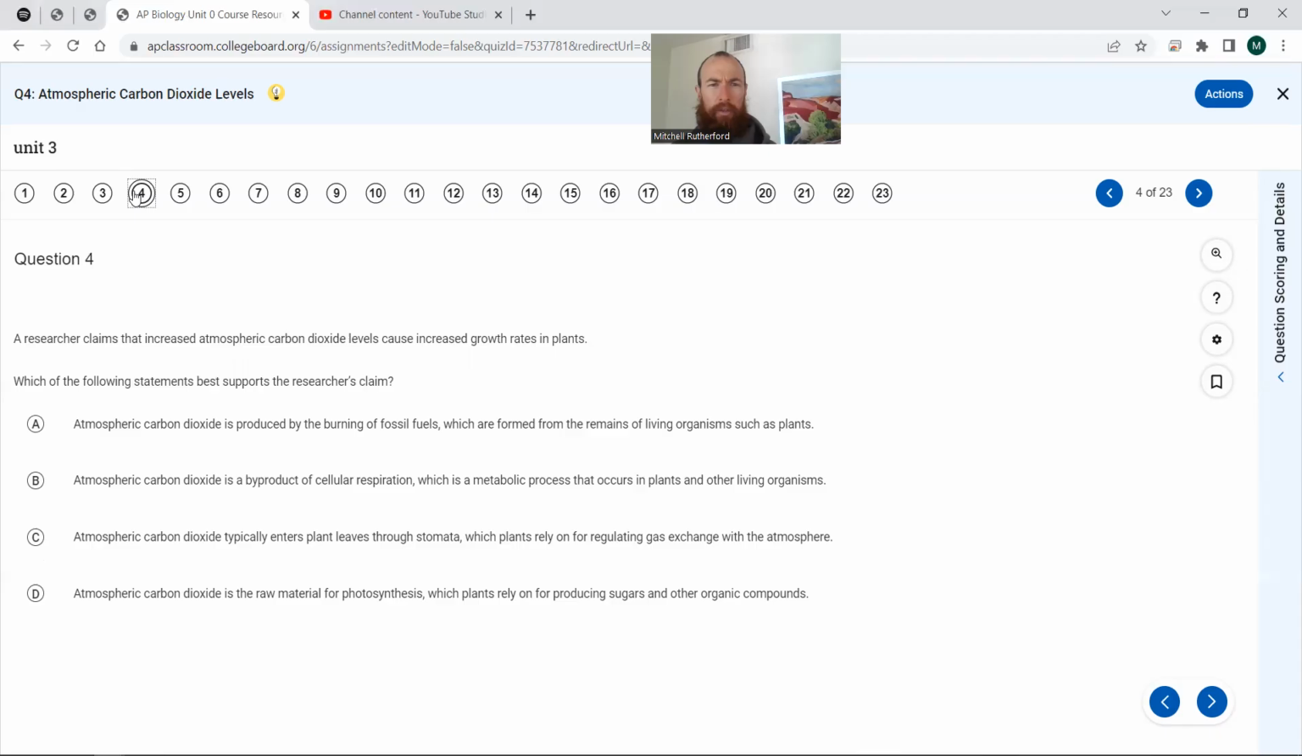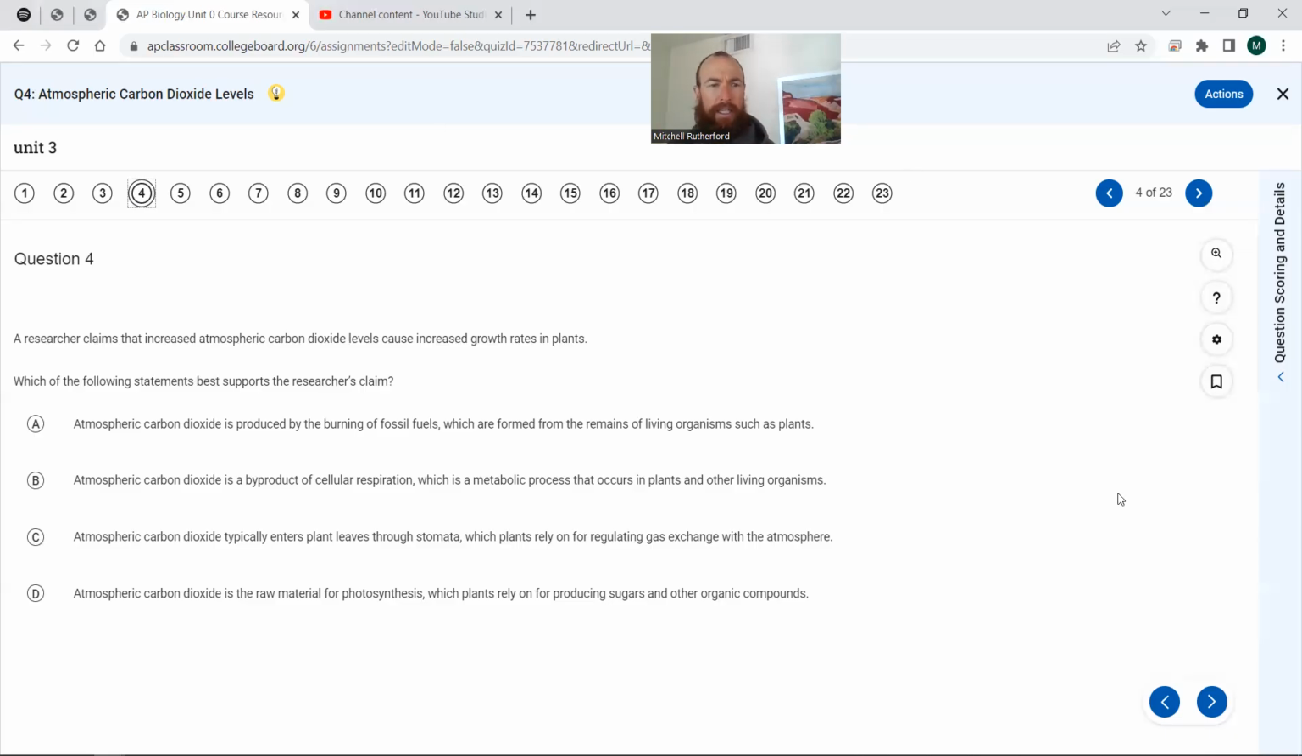Increased atmospheric carbon dioxide levels will increase growth rates in plants, okay? So A, atmospheric carbon dioxide is produced in the burning of fossil fuels. No, that has nothing to do with plants, okay? B, atmospheric carbon dioxide is a byproduct of cellular respiration. Again, that's not talking about plants. That's talking about combustion or animals breathing out CO2. We want to be talking about the increased growth rate in plants. C, atmospheric carbon dioxide typically enters plants through the stomata, which plants rely on for regulating gas exchange. Again, that's a true statement, but it has nothing to do with the researcher's claim.